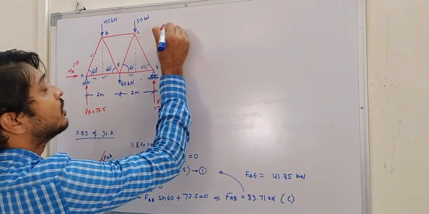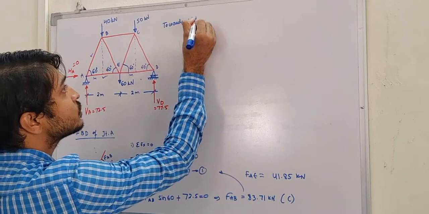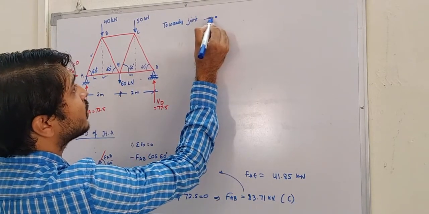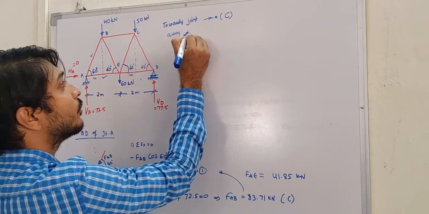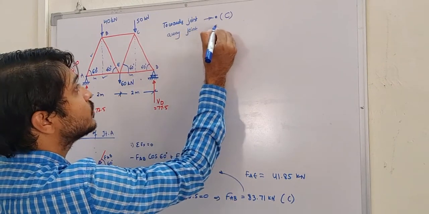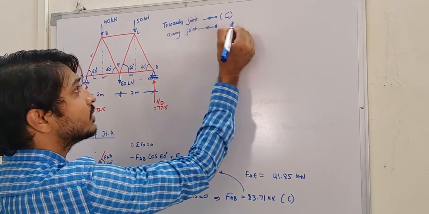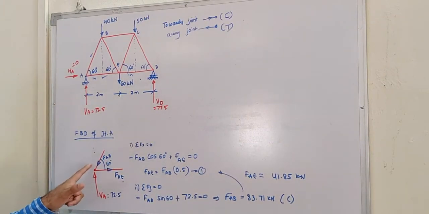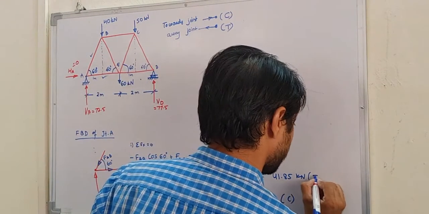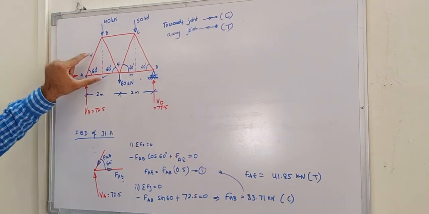You remember, if the joint is there and the arrow is towards the joint, we call it compression. If it is away from the joint, that is, if the joint is there and the arrow is away from the joint, like this is towards the joint and this is away from the joint, such a member we call tension. So here, towards the joint, compression. FAB is in compression and FAE is in tension. So these two I have calculated.